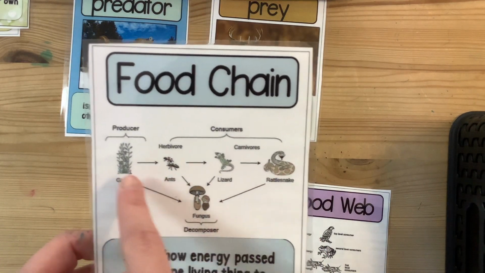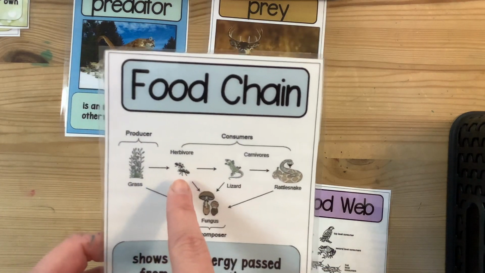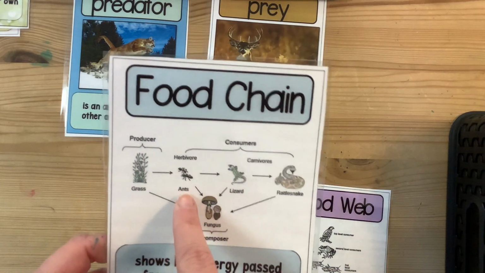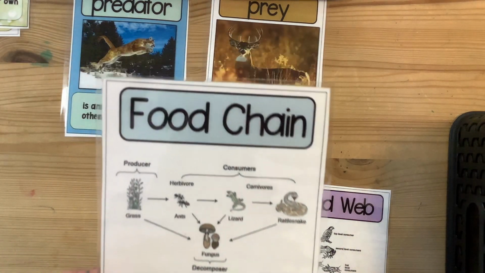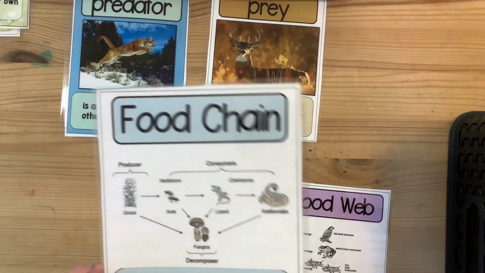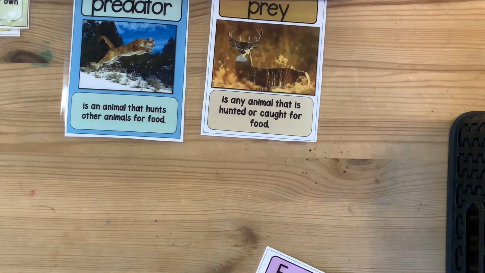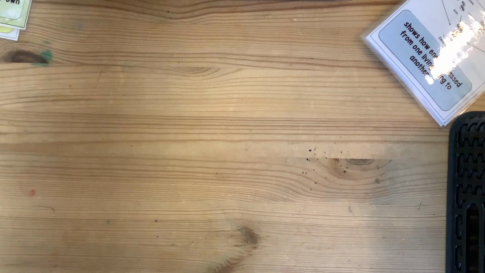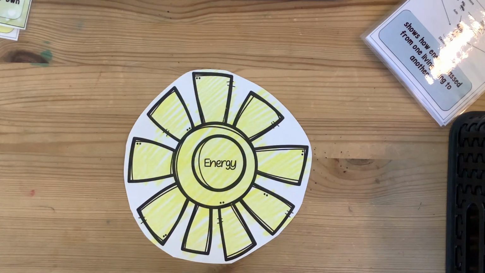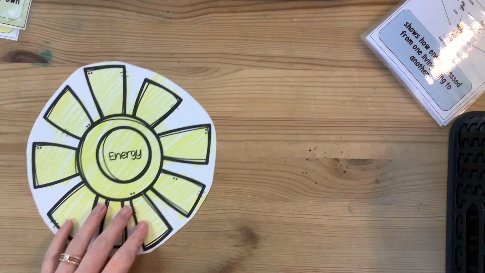So this shows where the energy goes. So the grass is eaten by the ants, the ants are eaten by the lizard, and the lizards are eaten by the rattlesnakes. So we're going to practice some of that today and tomorrow. So I have some cards here. Where does everybody get their energy? Actually, this is a weird question. So all of the energy on Earth comes from the sun.